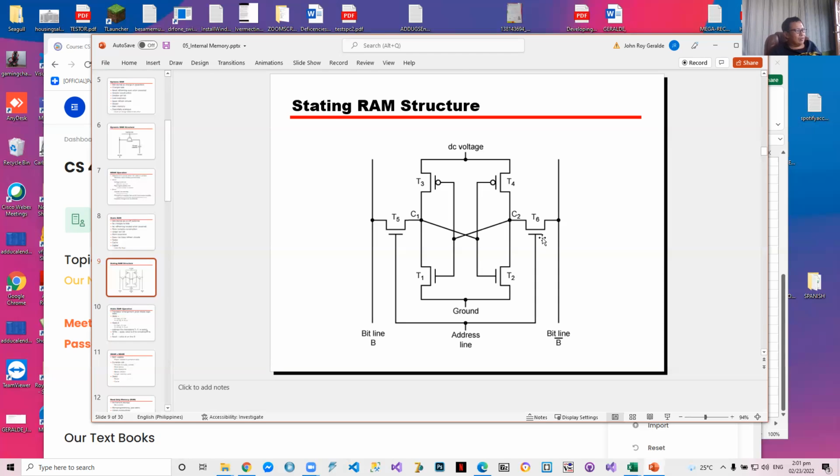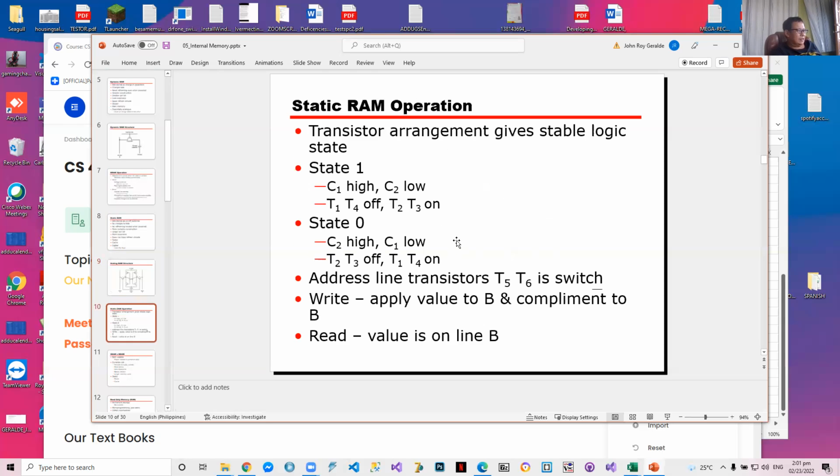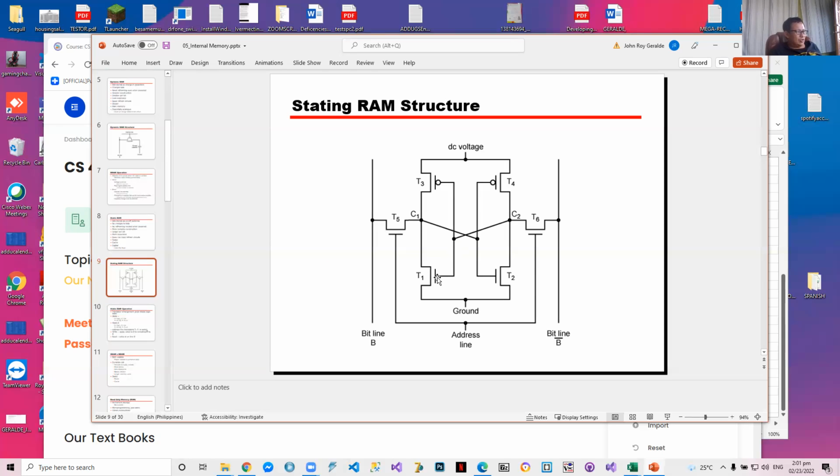Well, let's find out why it's off. T4 is off because this is 1, this is 0. Do you follow? If this is 0, the voltage at C2 is 0. C1 is high, C2 is 0. Since C2 is 0, T1 is off. T1 and T4 are off. That's fine. So off din ito. Do you follow? And T2 and T3 are on. Is that correct? Yes, T2 and T3 are on.